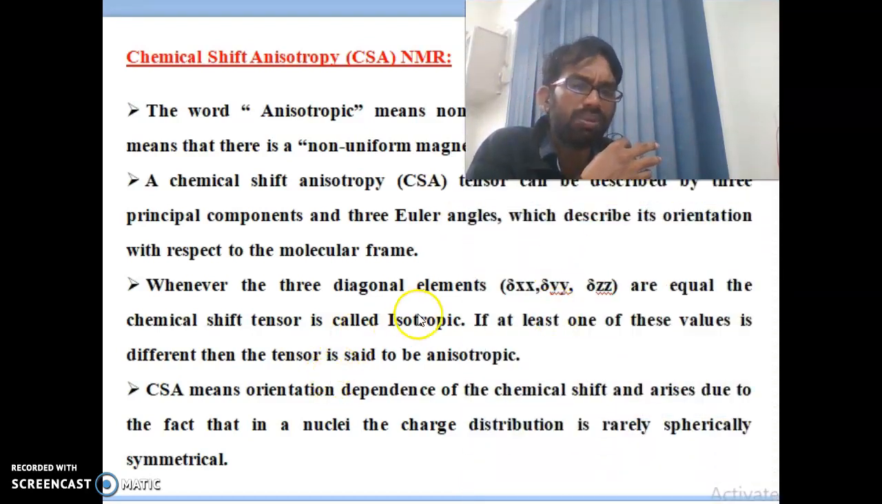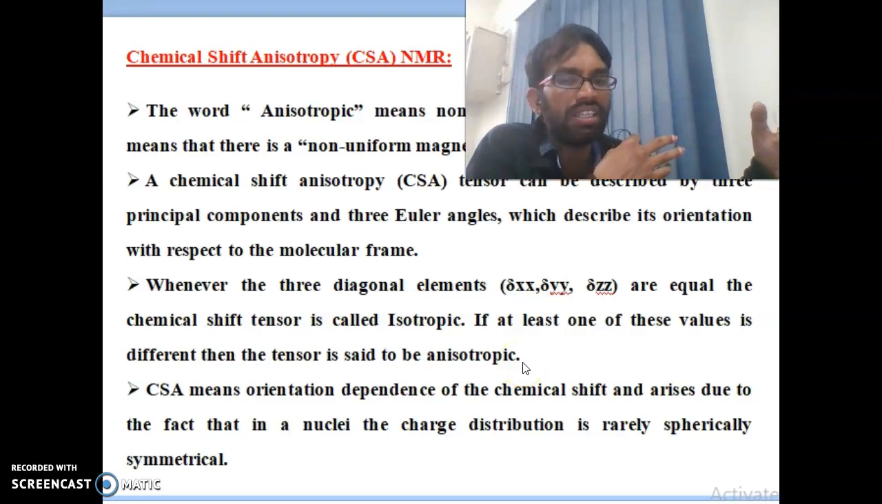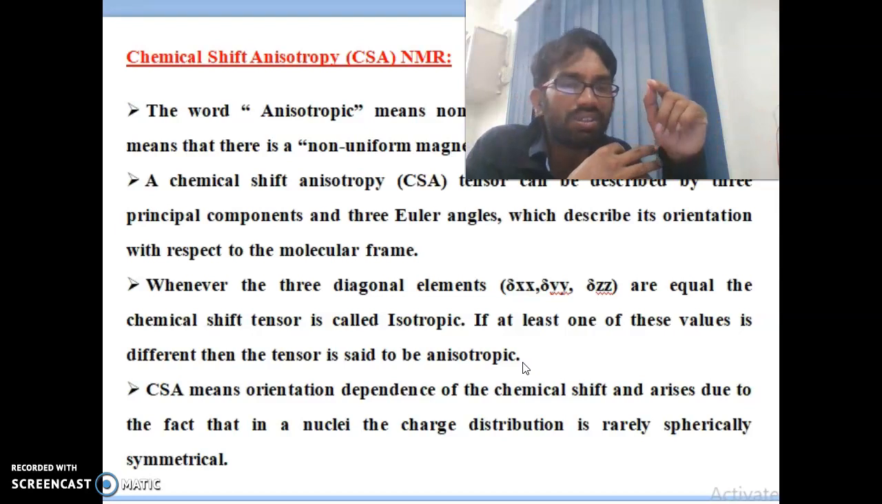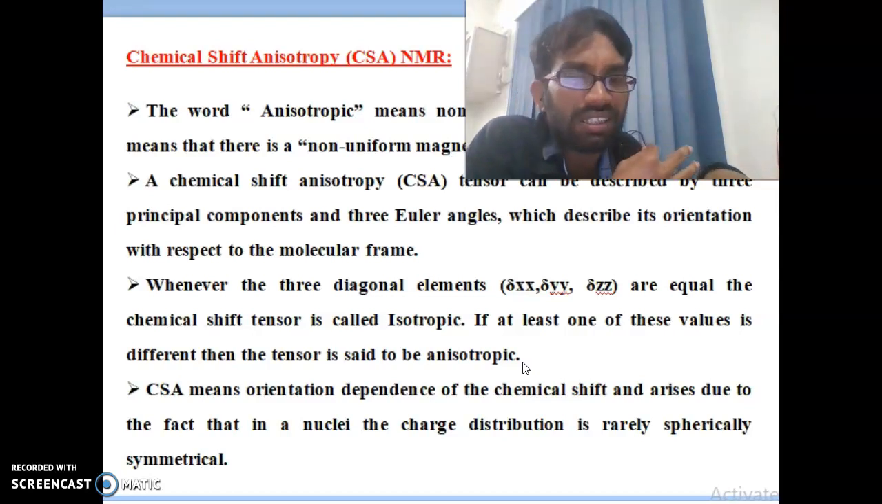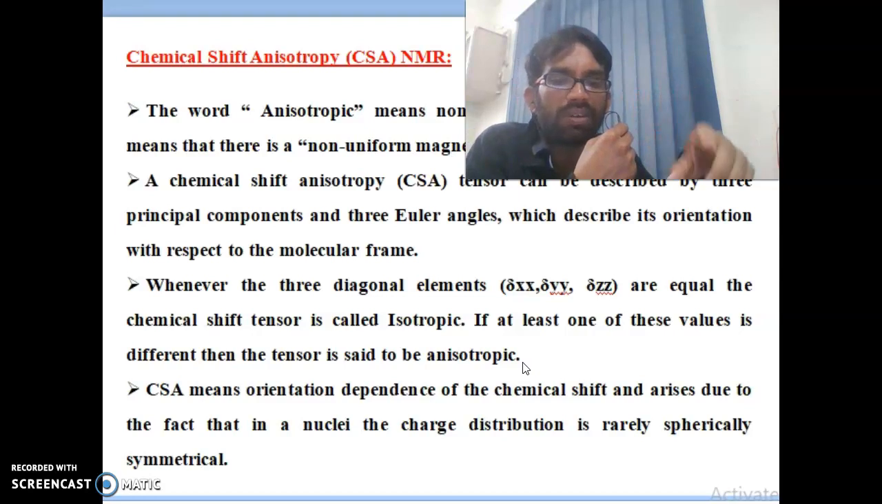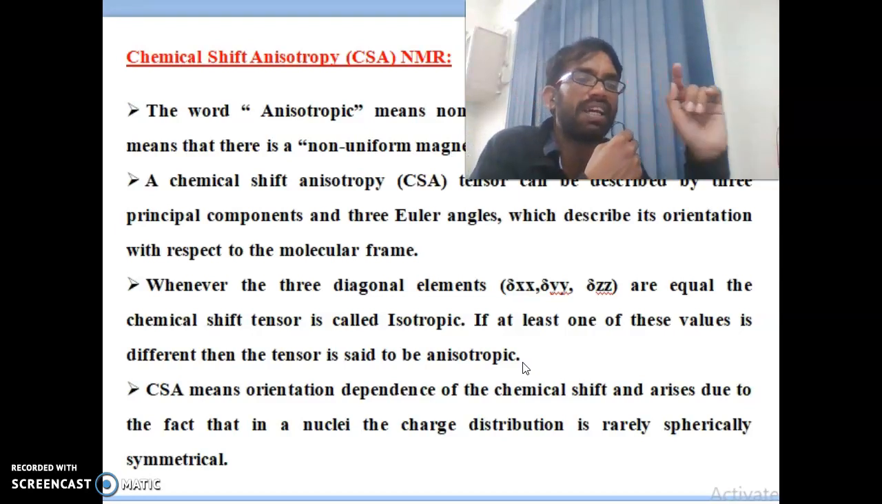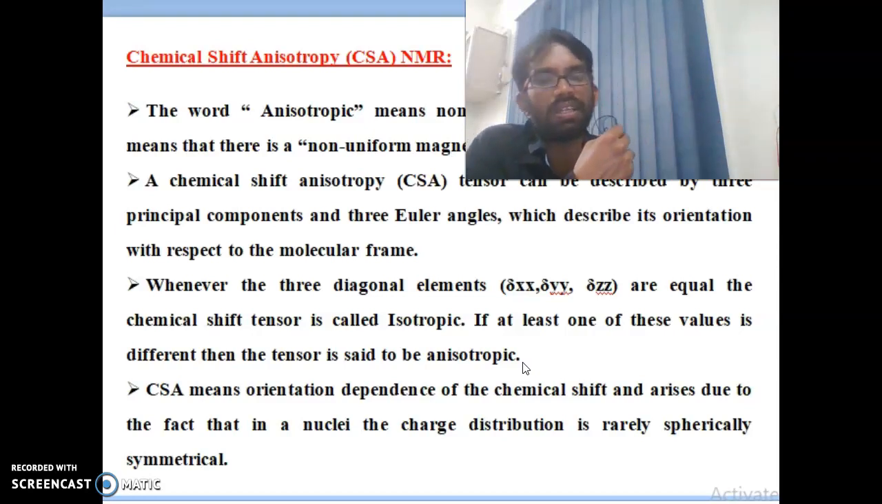What is isotropic? What is anisotropic? Isotropic means the three diagonal elements x, y, z are equal in the chemical shift tensor. If at least one value of these axes is different, the tensor is called anisotropic. Chemical shift anisotropy means the chemical shift depends on orientation, and arises because the nuclei's charge distributions are rarely spherically symmetrical in molecules.